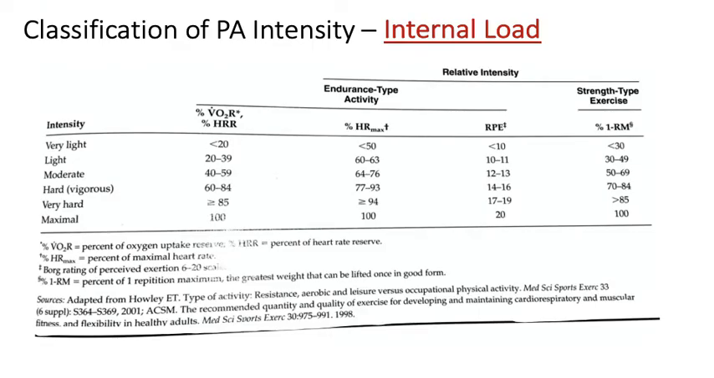All right, this next slide talks about the classification of physical activity intensity. And this is known as internal load. So internal load is defined as the physiological response to exercise as measured as something internal to the body. So this would be through the volume of oxygen you consume, so your VO2 or percent of VO2. Heart rate response as a percent of heart rate max or percent of heart rate reserve. Your perceived effort as indicated by your rating of perceived exertion on the Borg scale. Or for strength exercise, a percent of repetition max or 1 RM.